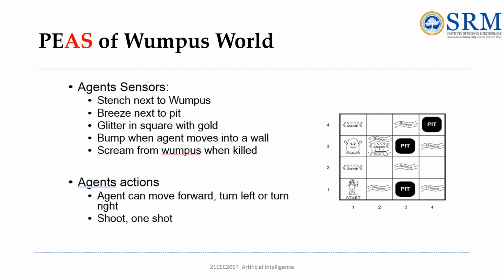And then sensors: the agent perceives nearby sensations. Stench if the Wumpus is near, breeze if a pit is nearby, and glitter if the gold is in the current square. Also bump if it hits a wall, and scream if it kills the Wumpus. This PEAS framework helps us systematically define the agent environment, something we'll use often when designing your own intelligent systems.